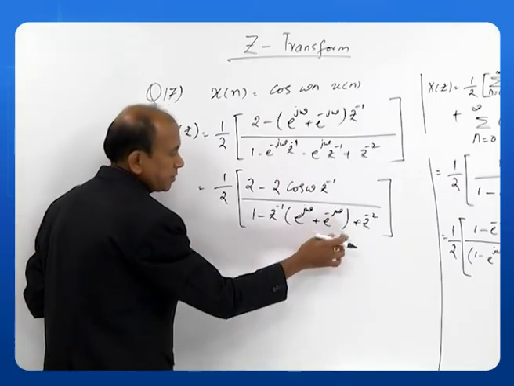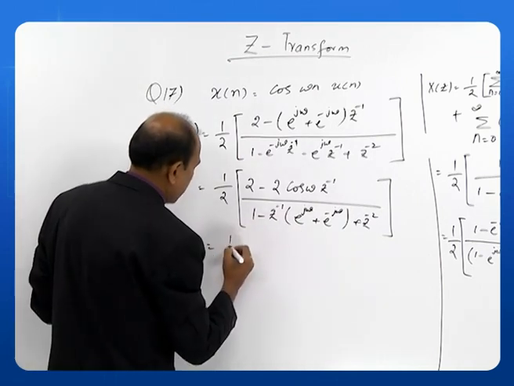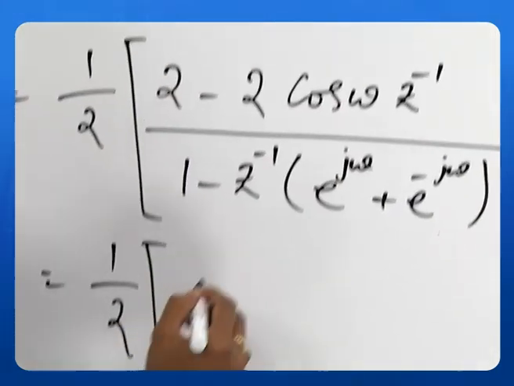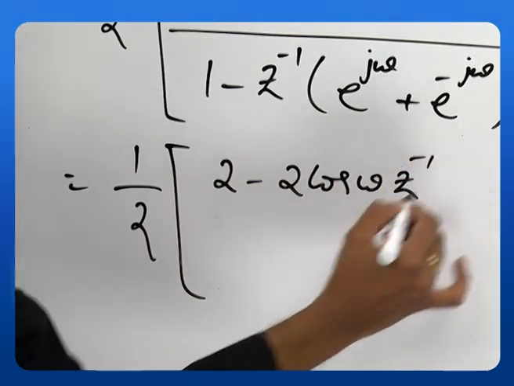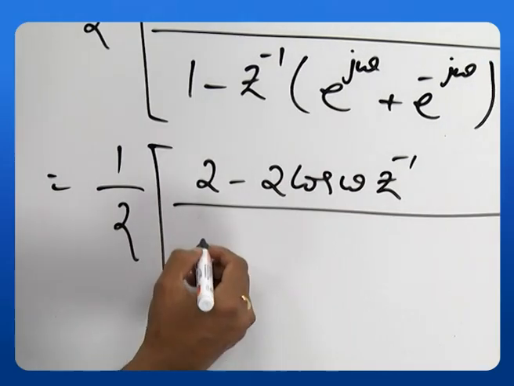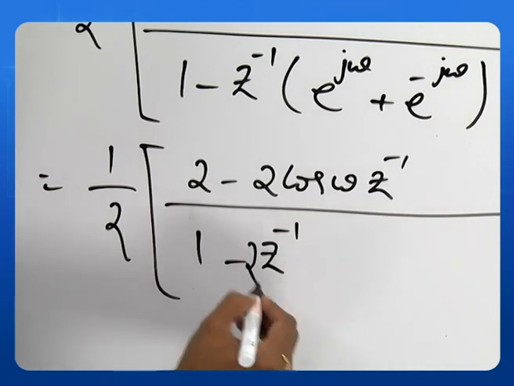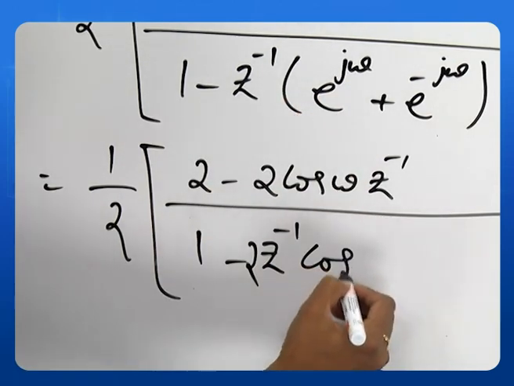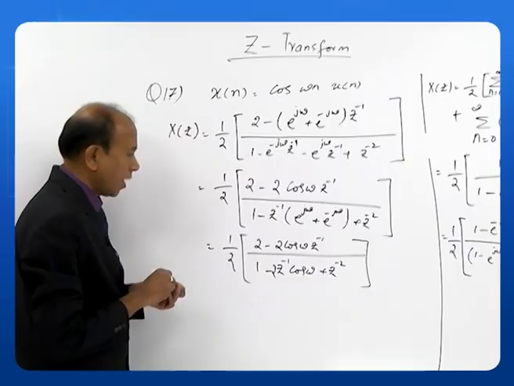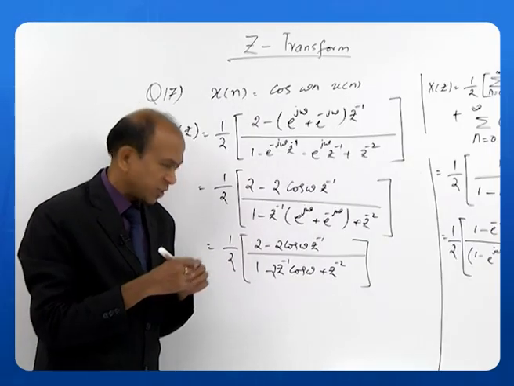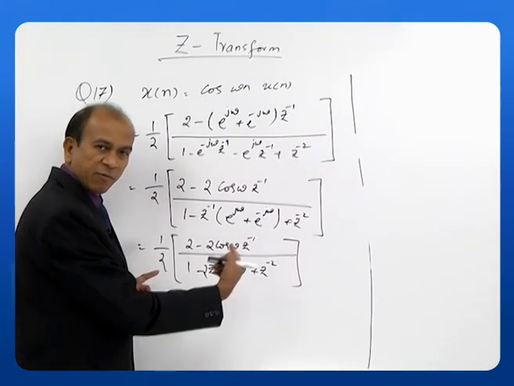Again, if you look at this, this is again a cosine here. So, I can write this as half, 2 minus 2 cos omega z to the power of minus 1 divided by 1 minus z to the power of minus 1 into 2. Let us put 2 here. That will be equal to cos omega plus z to the power of minus 2. Okay. So, this is X of z. We can simplify this further.